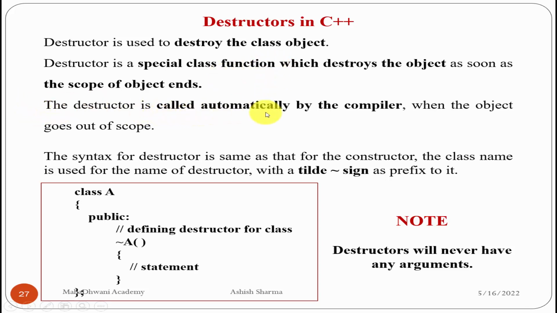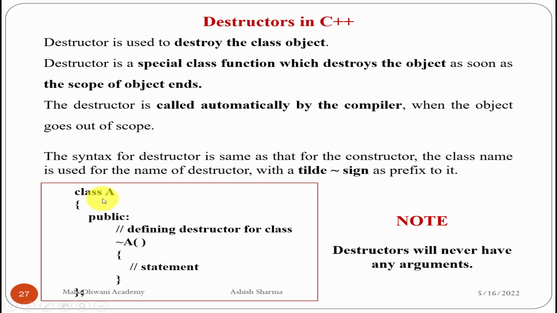The destructor is called automatically by the compiler when the object goes out of scope. Whenever the object is going out of scope, the destructor will be called automatically by the compiler. The syntax for the destructor is the same as that of the constructor. The class name is used for the name of the destructor with the tilde sign. This symbol is like a snake. This symbol is a tilde sign. So you should remember this symbol while you are using a destructor. It is very important, and we use it as a prefix of the constructor.